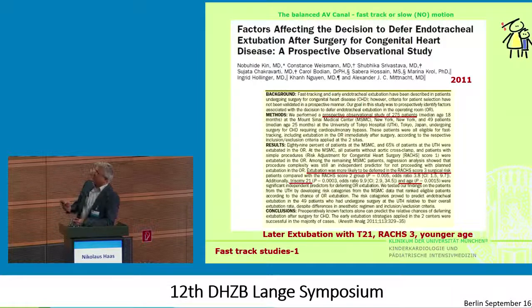The next big study of the same group, with a connection between a Japanese group and an American group, was a prospective study. Again, around 300 patients. They analyzed what the risk factors were for why they could not extubate these patients early. It was those patients with a REG score 3, AVSD is REG score 3, trisomy 21, and age again were the factors that came into play.